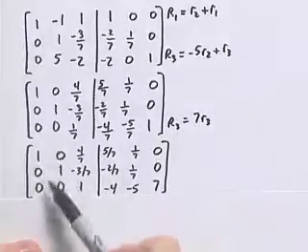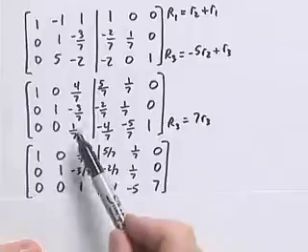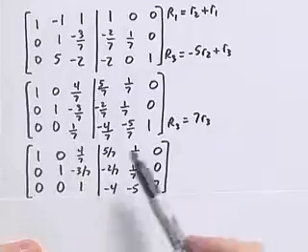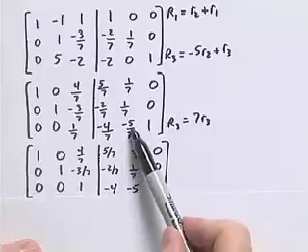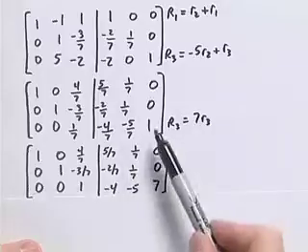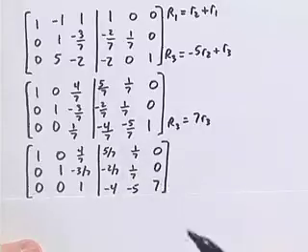0 times 7 is 0. 0 times 7 is 0. 1/7 times 7 is 1. Negative 4/7 times 7 is negative 4. Negative 5/7 times 7 is negative 5. And 1 times 7 is 7.